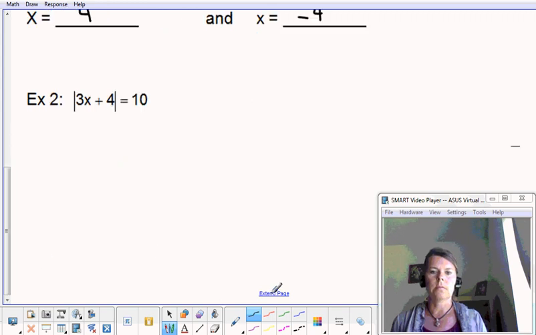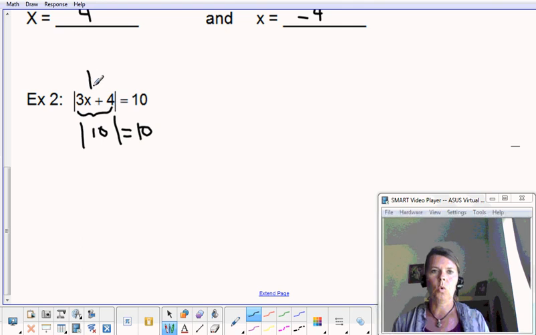Hey, the next one's a little bit trickier because you have an expression in here. So the first step is to write 2 equations. One for the positive side of the 0 and the 1 for the negative. So this 3x plus 4, it could be 10 because the absolute value of 10 is 10. So this whole thing could equal 10, or it could equal negative 10. And so we have to write our 2 equations.